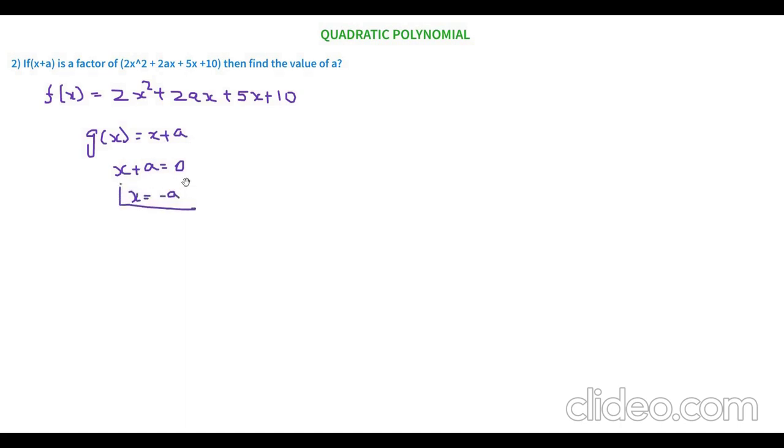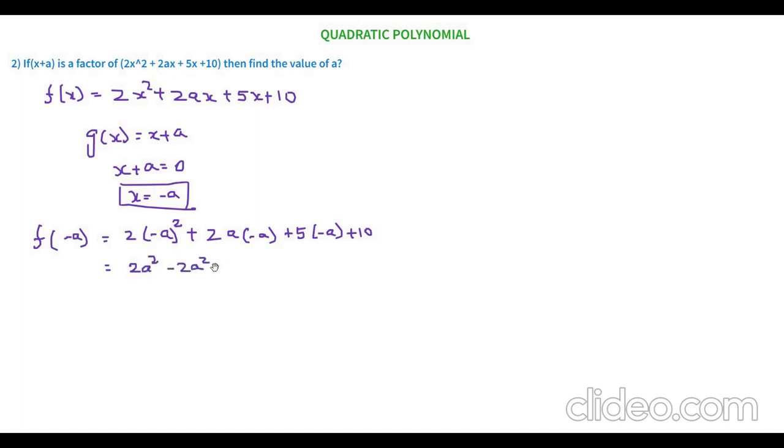So we have found the value of x. Now we have to substitute this in f of x. So f of negative a: in place of x we write negative a. So 2 times negative a the whole square, plus 2a times negative a inside the bracket, plus 5 times negative a, plus 10. Now let's simplify this. Negative a the whole square becomes a square, so this is 2a square. The next term becomes minus 2a square, minus 5a plus 10.